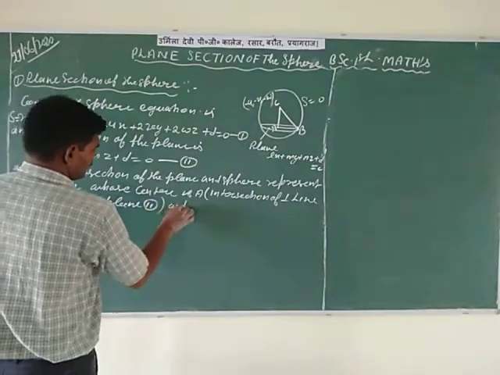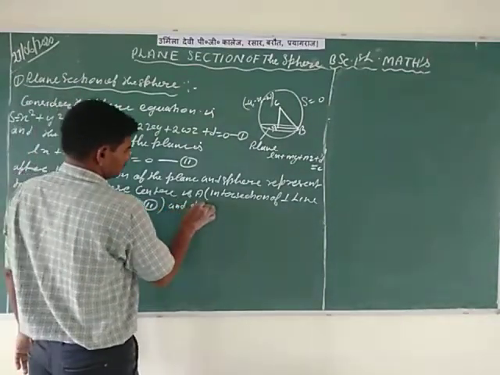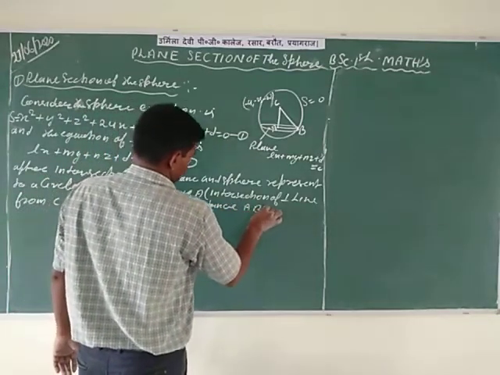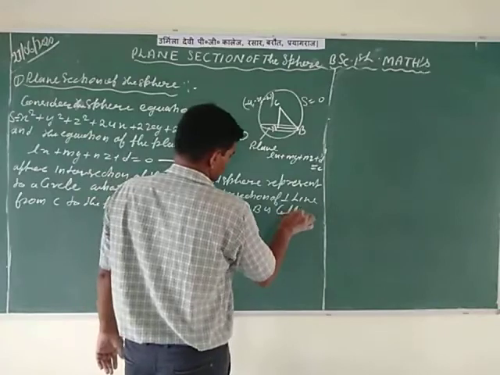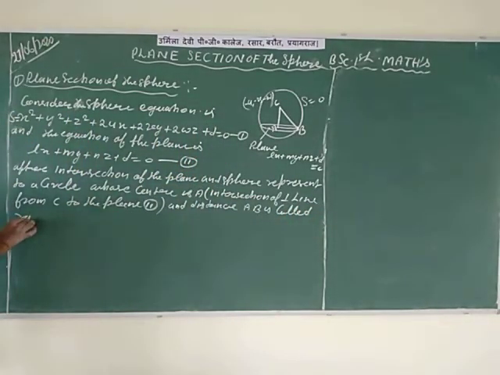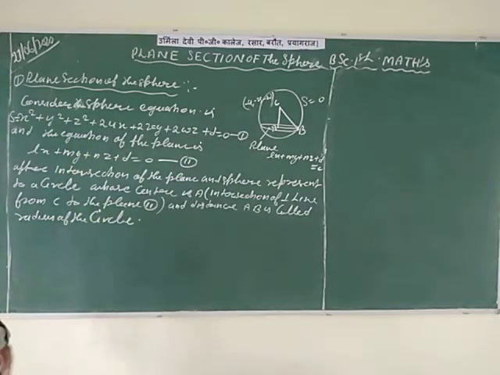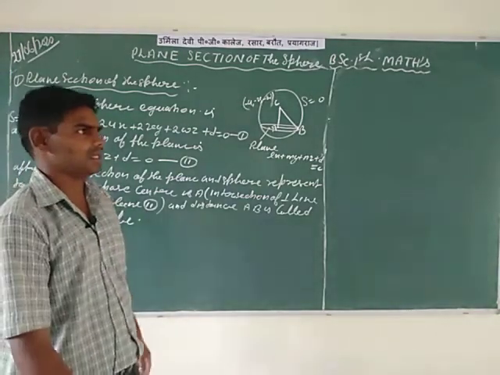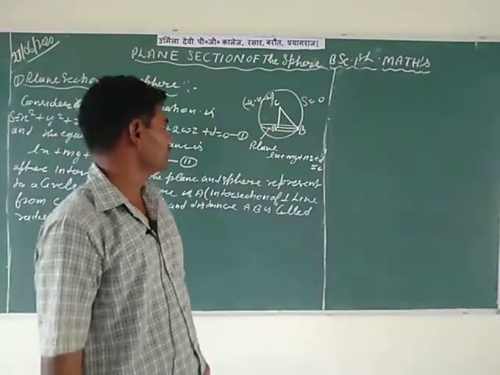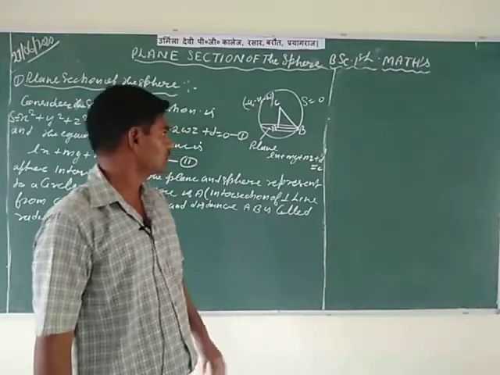and the distance AB is called the radius of the circle. Okay, so AB is the radius of the circle and capital A is the center of the circle which is formed by the intersection of the plane second and sphere first.